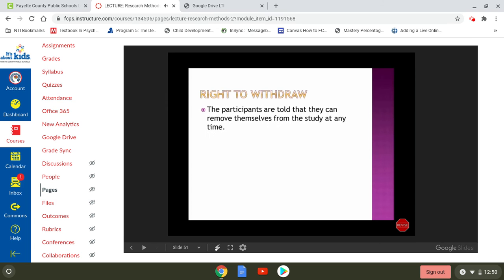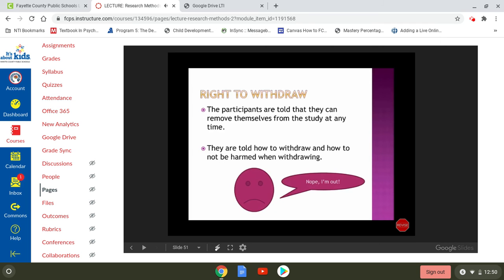Right to withdraw. In this instance, the participants are told that they can remove themselves from the study at any time they want. They are told how to withdraw and how not to be harmed when withdrawing, so as a result, if they're actually doing the experiment, they're not going to be harmed. For example, in Zimbardo's prison experiment, they weren't really given the right to withdraw at all, and as a result, the people in the experiment suffered psychologically in terrible instances. For example, the prisoners who actually had to be removed from the experiment physically because they were being psychologically traumatized. If they were given the right to withdraw, when they did feel slightly traumatized, they could have just left and prevented a lot of psychological harm.